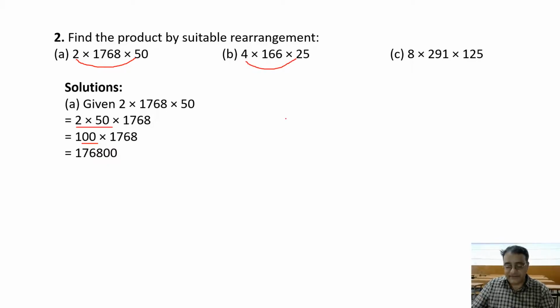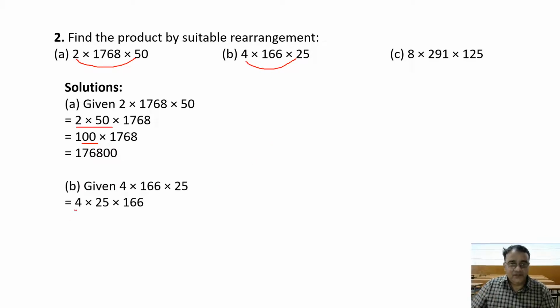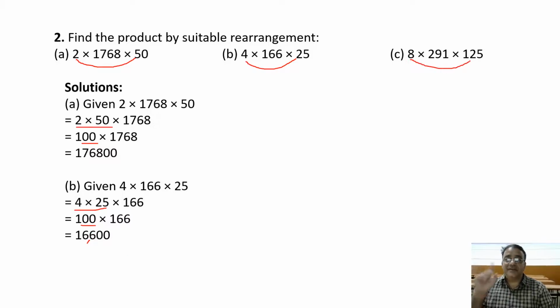4 into 25. तो उन दोनों को एक साथ लिखेंगे. So 4 into 25 is 100. So 166 के बाद में 2 0 लगा दिए. So we'll get 16,600. Now the last question, 8 into 125 is 1000.